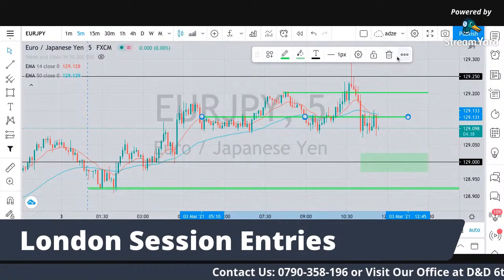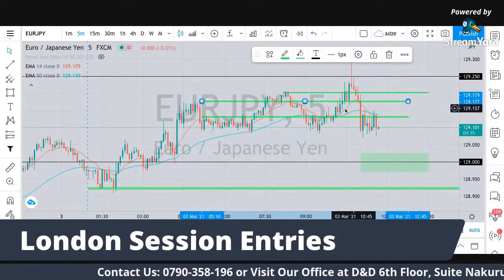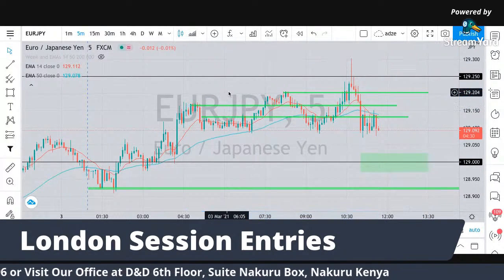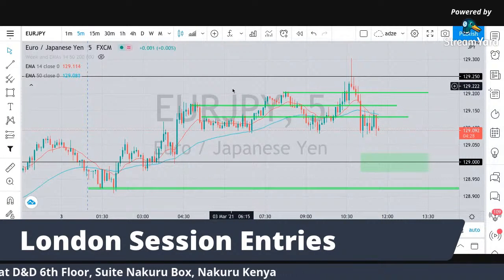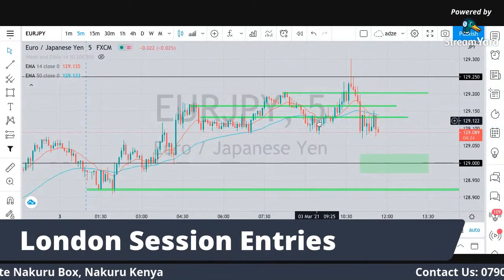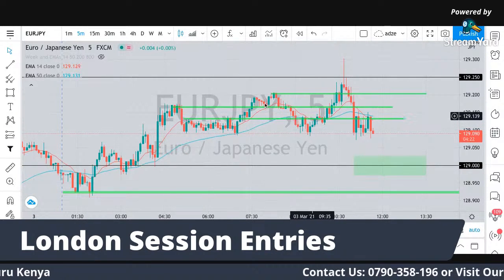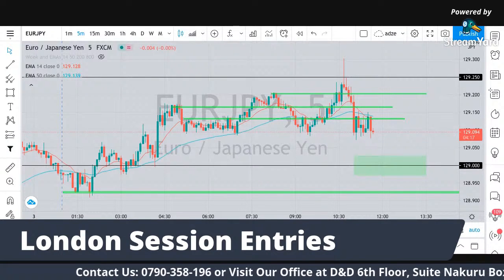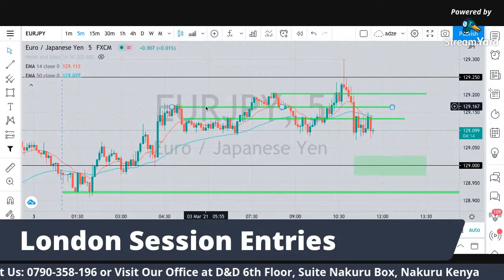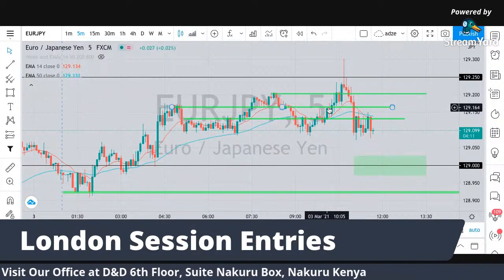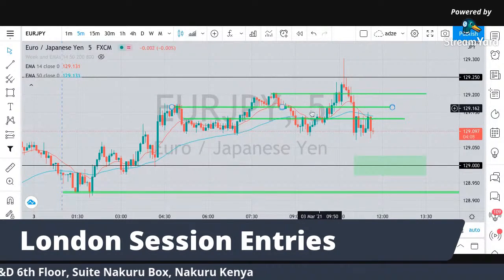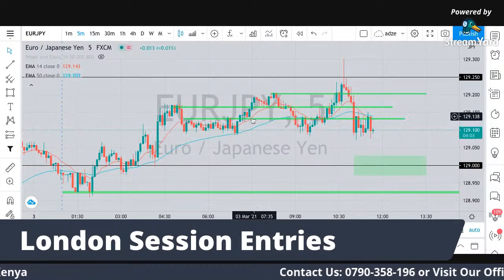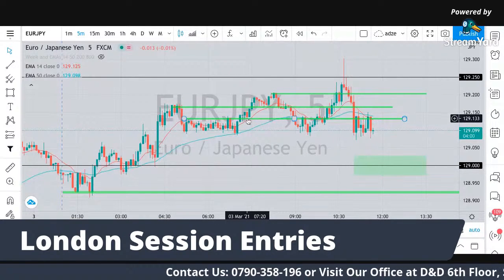And then we have another rejection here. This is not for the macro. This is only to get the dailies, for the daily. Now, if you zoom in, you'll see that at this particular zone, it's the same zone that was rejected here. And if you look at this, this was during the Asian session. It was rejected several times. It turned out to be a support here.